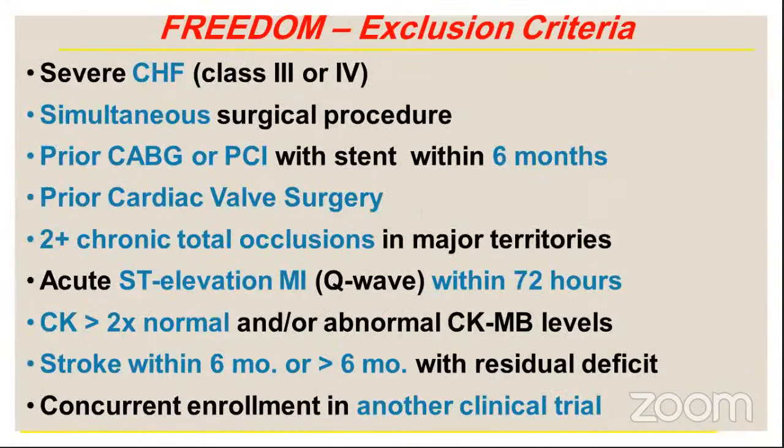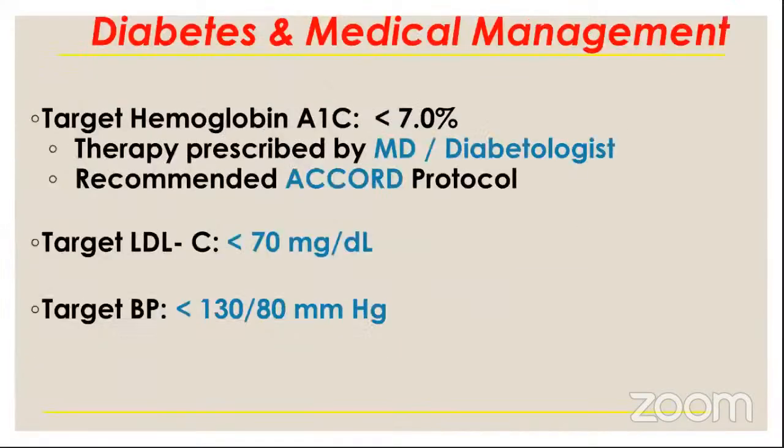So the exclusion criteria were about those patients who had severe congestive heart failure, patients with simultaneous surgical procedure, a prior CABG or PCI within 6 months, a prior cardiac valve surgery, patients with more than 2 chronic total occlusions in major territories, and patients who have acute ST elevation within 72 hours, and those who have a level of CK more than 2-fold above the normal range, and stroke within 6 months, or stroke of more than 6 months with residual deficit, and patients who were enrolled in another clinical trials.